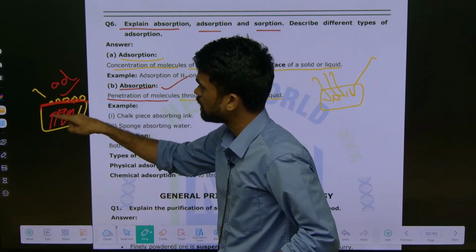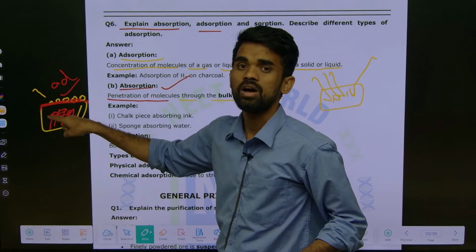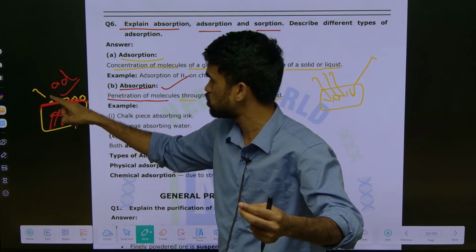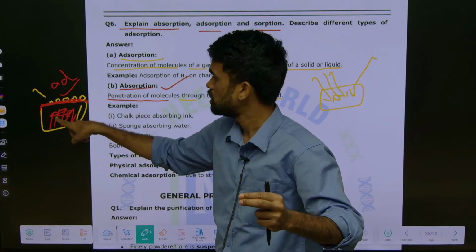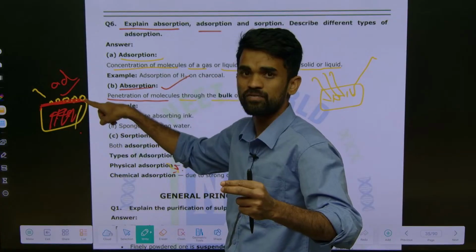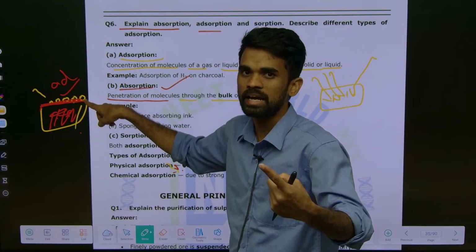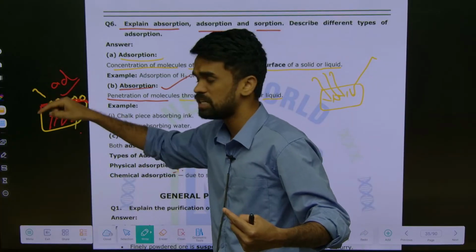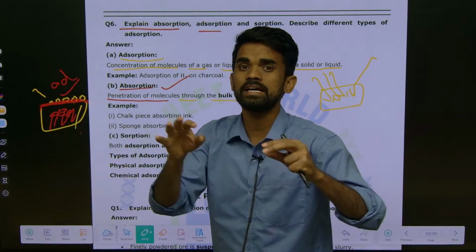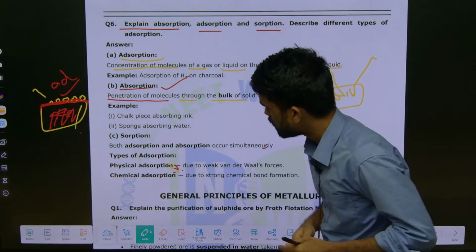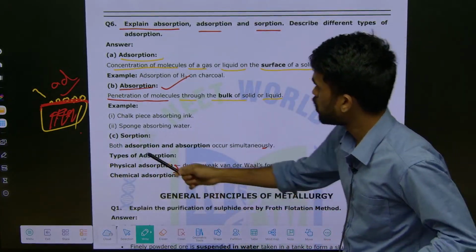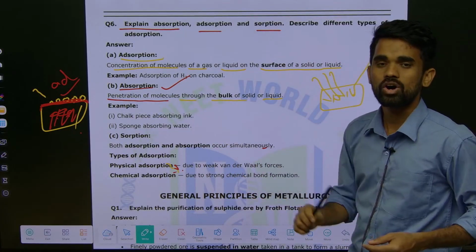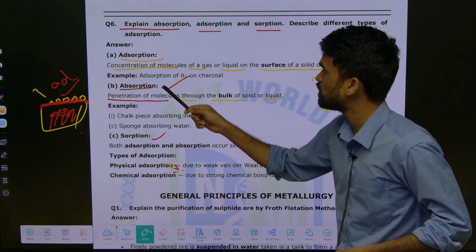If it is entering inside the substance, into the matter, you can say absorption. If it is only present on the surface, you should call it adsorption. If it is happening both on the surface and inside of the bulk matter, you should call it sorption. Read the definition of sorption: both adsorption and absorption occur simultaneously. Yes, you can call it sorption. The three definitions are over.